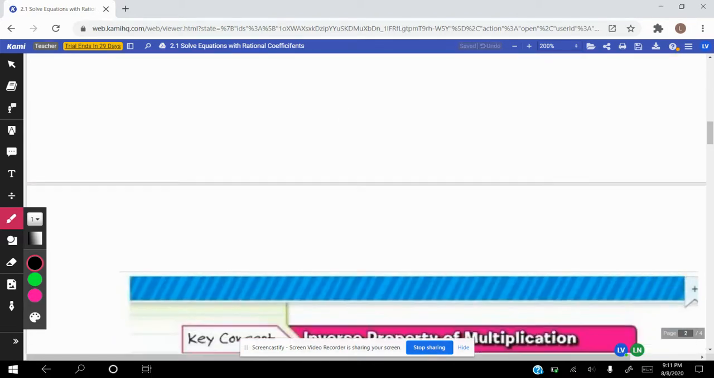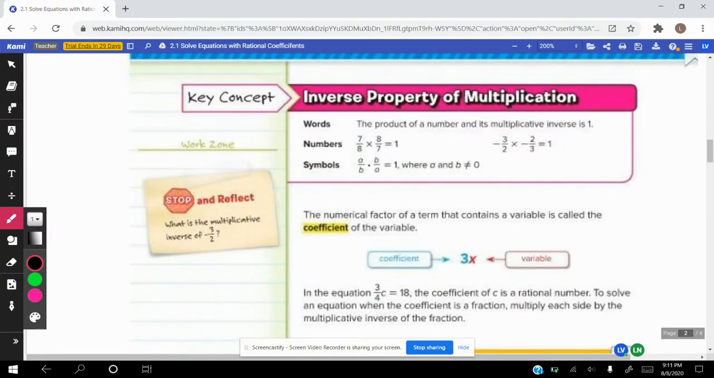Okay, so we're going to move on to the inverse property of multiplication. So this is our key concept. In words, the product of a number and its multiplicative inverse is 1. So here we have numbers as an example. 7/8 times 8/7 equals 1. You can also add in that you would do 7 times 8 divided by 8 times 7, which equals 56 divided by 56, which reduces down to 1.